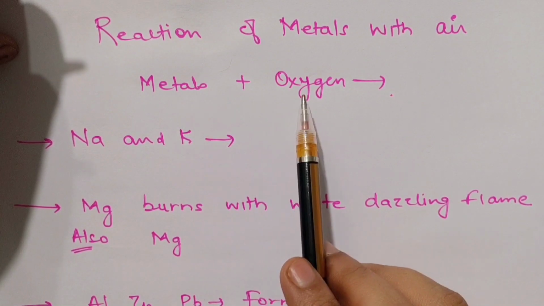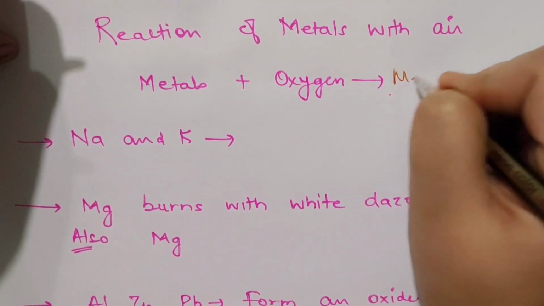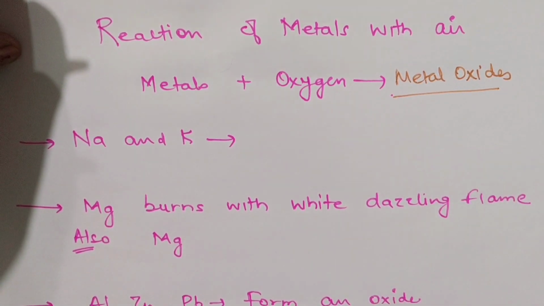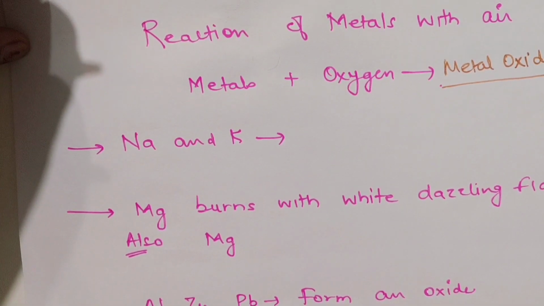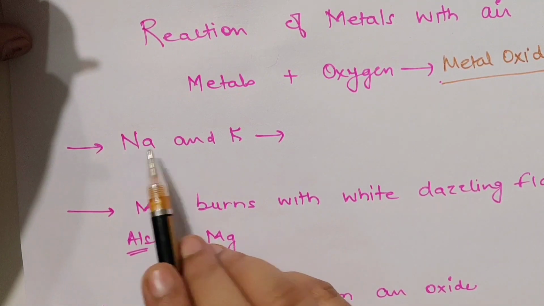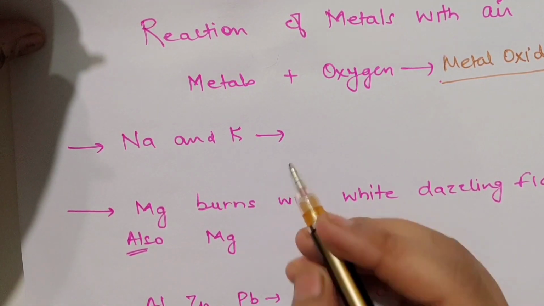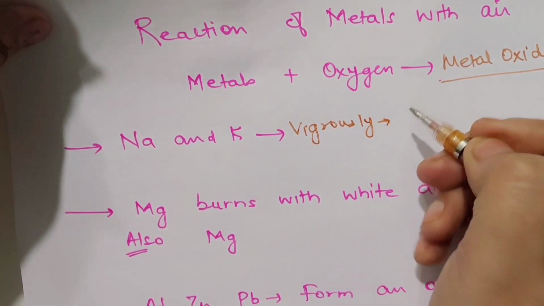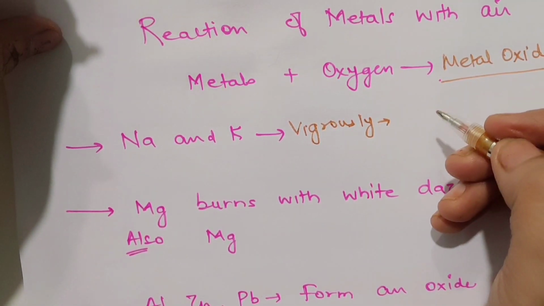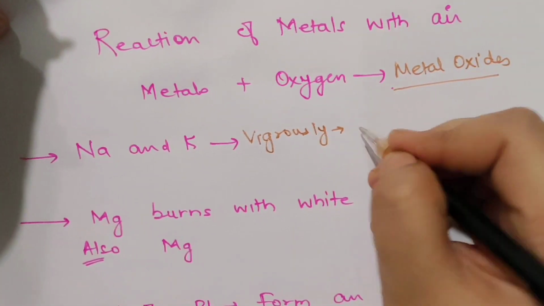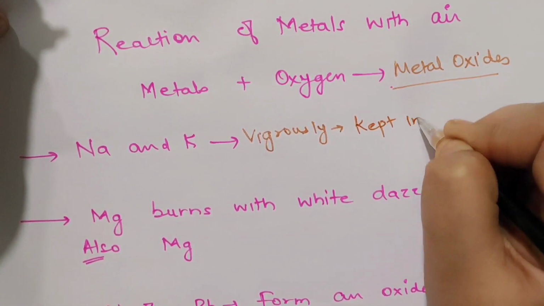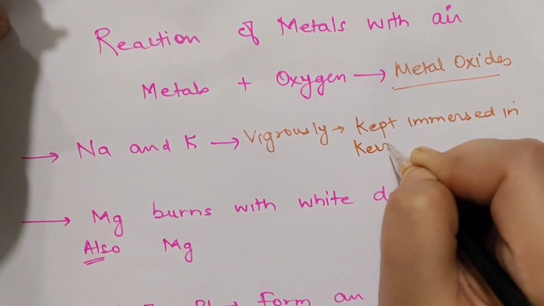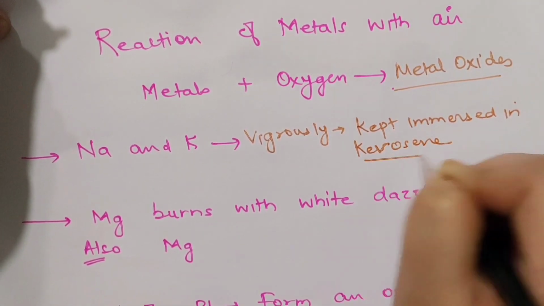Metals react with oxygen in the air to form metal oxides. Now let's see how different metals react with oxygen. Sodium and potassium react very vigorously, and hence they cannot be stored out in open air. They are kept immersed in kerosene. That is how they are stored.